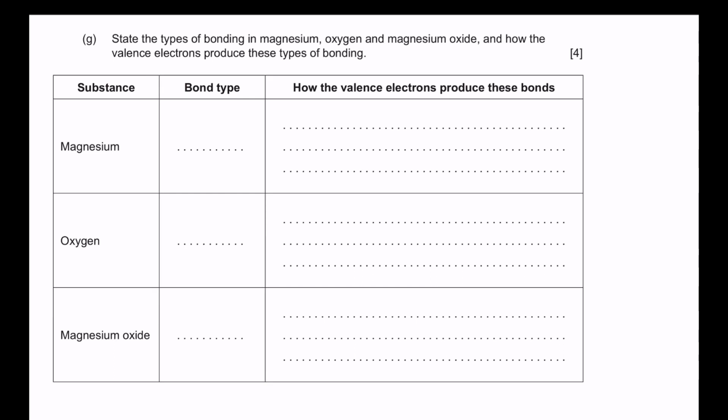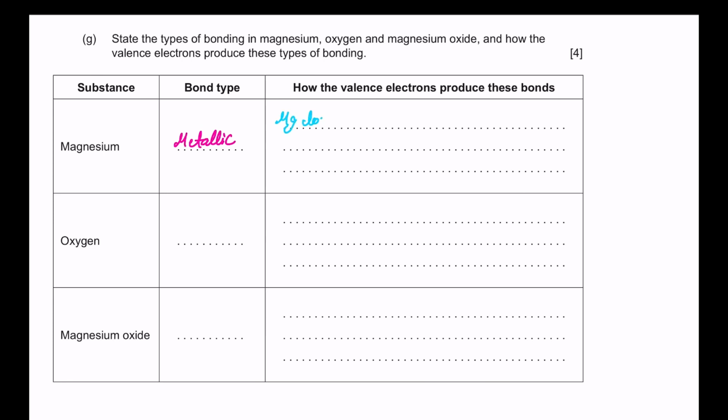In the next part, state the type of bonding in magnesium, oxygen and magnesium oxide and how the valence electrons produce these types of bonding. So if we look at just the magnesium metal, the bonding type is metallic bonding. How metallic bonding is formed, so it's just the basic explanation.